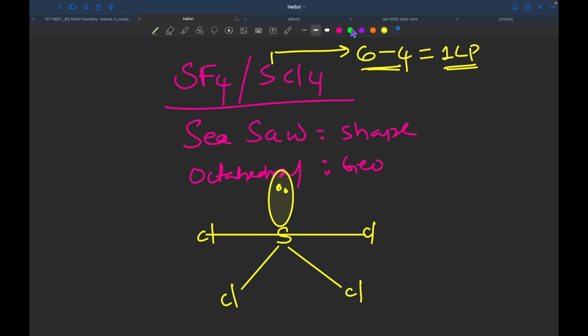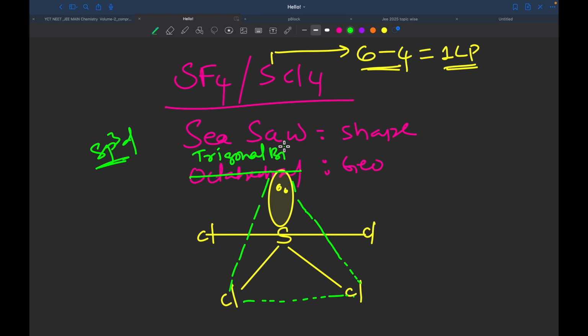So if you check the structure of it, it looks like trigonal geometry, sorry, I wrote the geometry wrong. Geometry is not octahedral, it is sp3d hybridized state. So it should be trigonal bipyramidal, that is the geometry. I erase this one, right? So this is the structure.